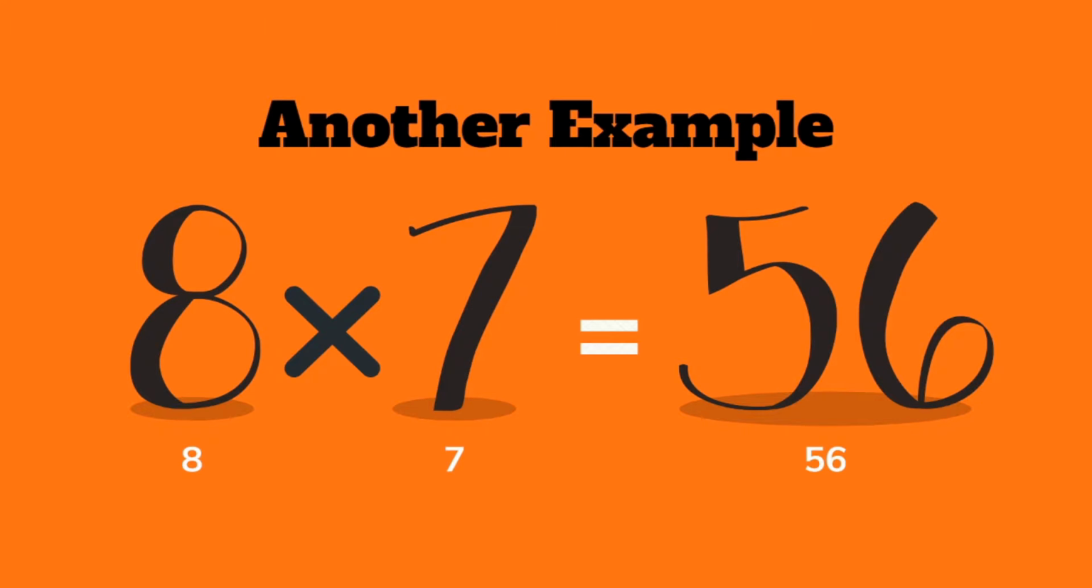Now here's another example with more complicated numbers. Here we have 8 times 7. Again, we could do 8 and add it 7 times, and we would get 56. However, we can also add 7 8 times, and would still get the same answer, which is 56. So in other words, 8 multiplied by 7 is the same as 7 multiplied by 8.